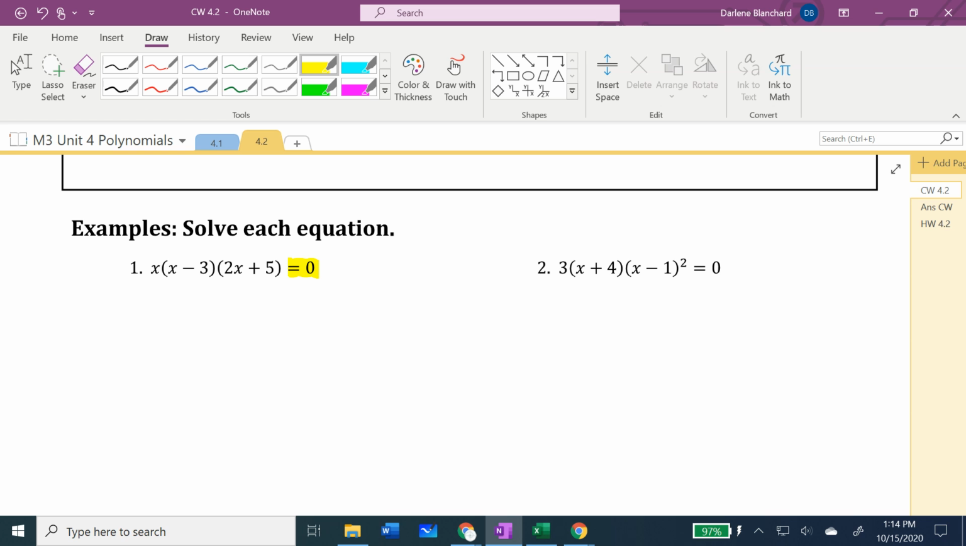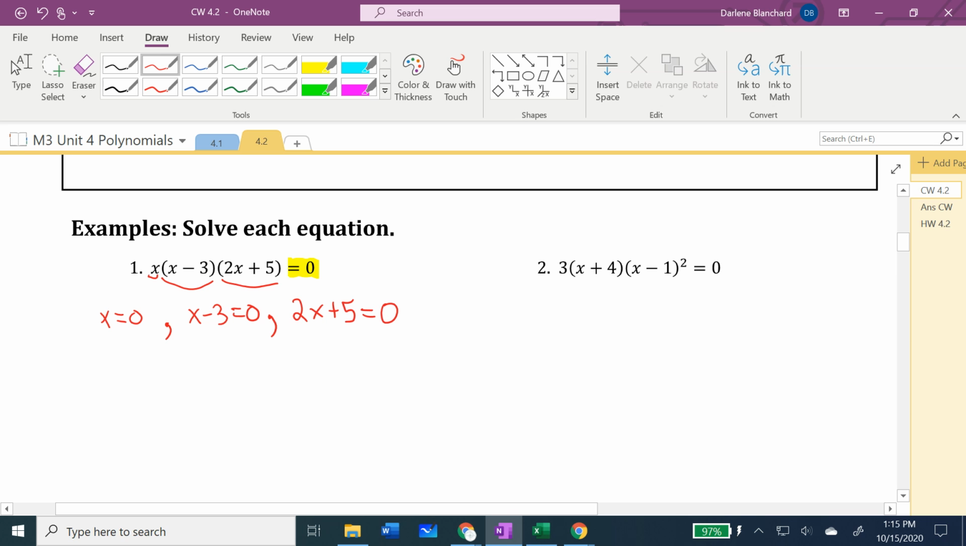Okay, equals 0. That is very important. You have a polynomial that is already in factored form. So we're going to focus on first the steps to take once it's factored. And that is, notice your 3 factors, set each one equal to 0. X equals 0 is already telling me an answer.